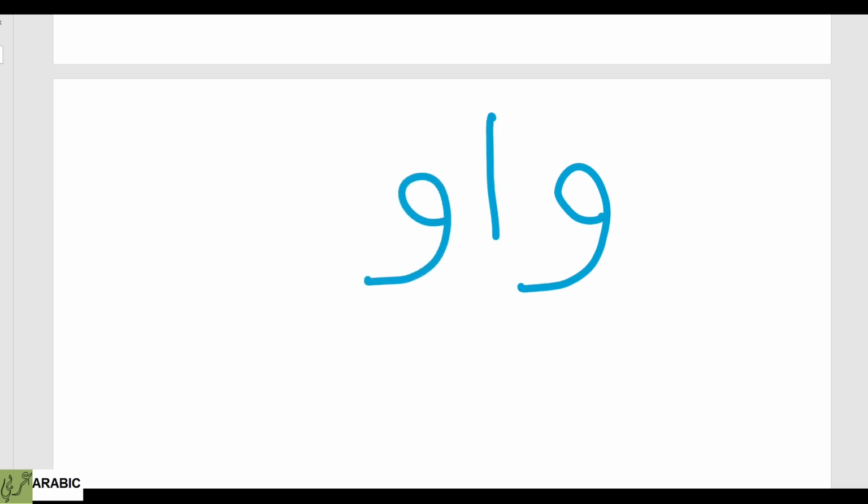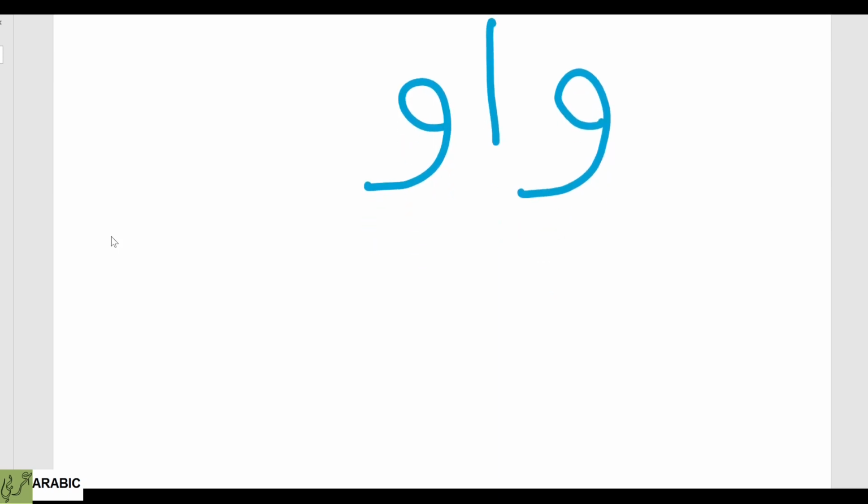Let's write another word where the waw appears in both places, at the beginning of the word and at the end of the word. And this word is the word waw itself, the name of the letter. Waw is waw, alif, waw: waw. Okay, try it yourself. So write with me while I'm writing and stop the video if you need to.